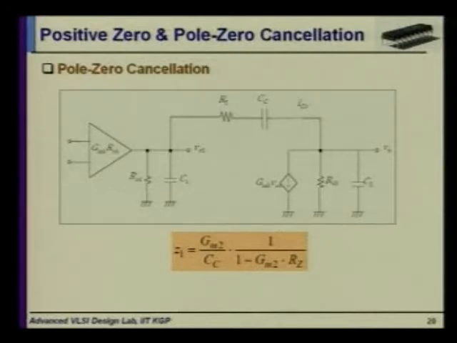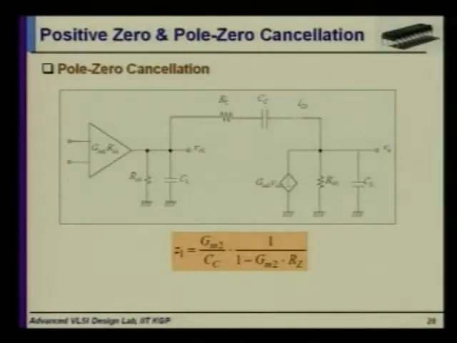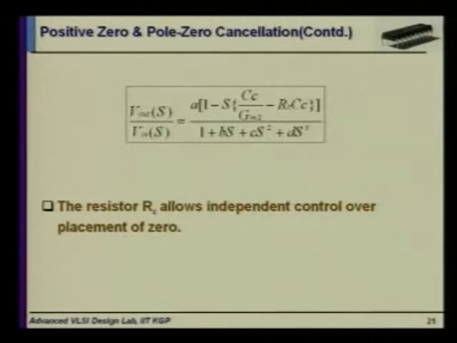What does the nulling resistor do? The new zero comes like this, gm2 by Cc, and this is the basic thing, and the voltage gain comes like this. As you can see from here, the new zero comes like gm2 by Cc into 1 by 1 minus gm2 Rz. Okay, and the overall voltage gain comes like this. So applying Rz, what can we do? We can place that right half plane zero anywhere in the plot we want, depending upon the value of Rz.